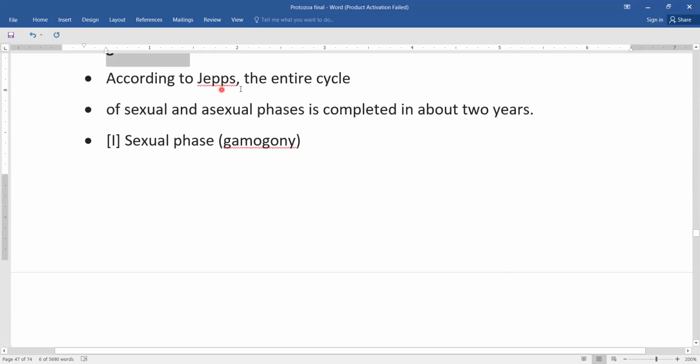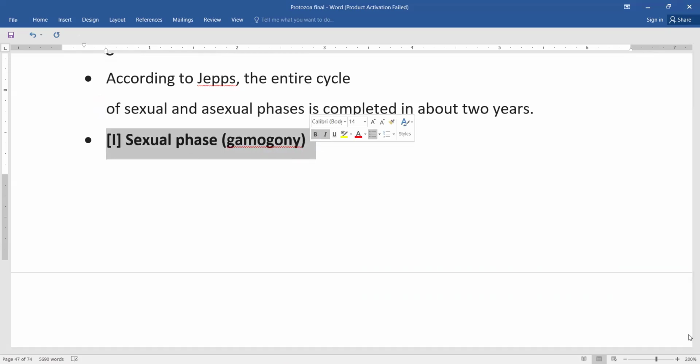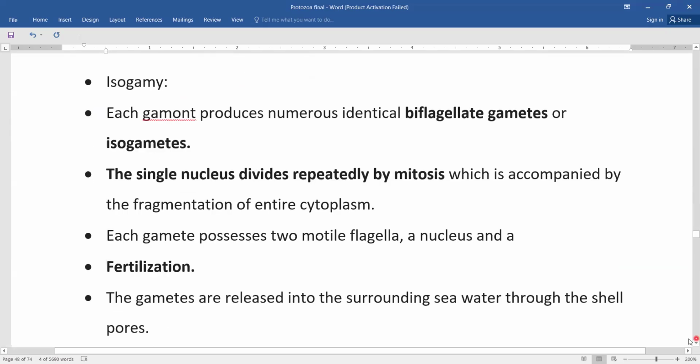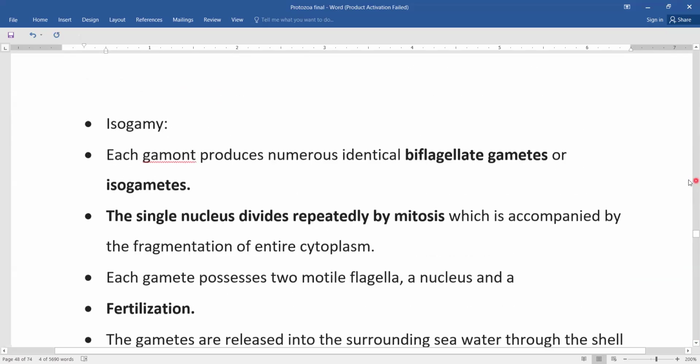According to Jeffs, the entire cycle of sexual and asexual phase is completed within 2 years. Already we have seen this in the diagram. I'll just read the points.